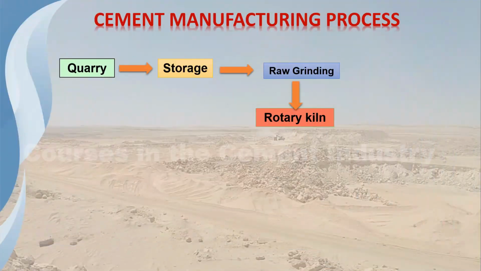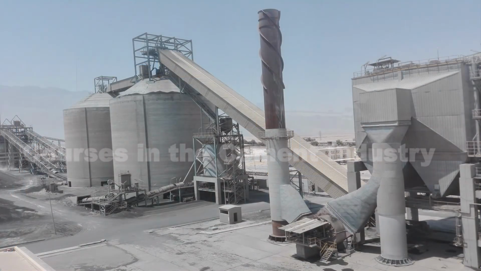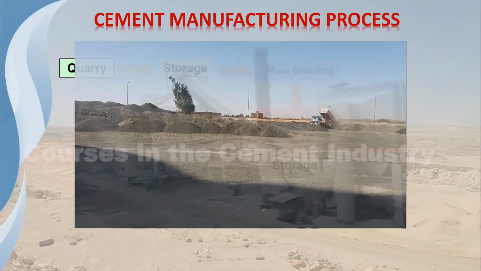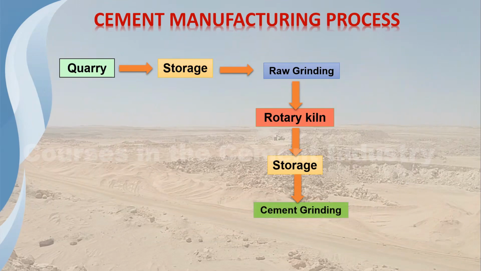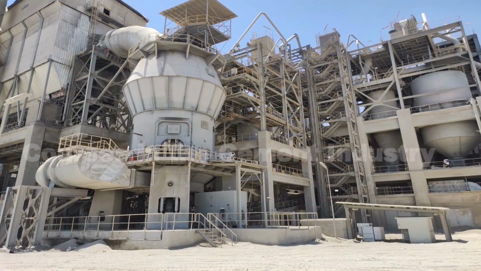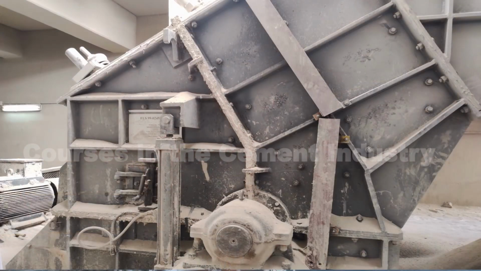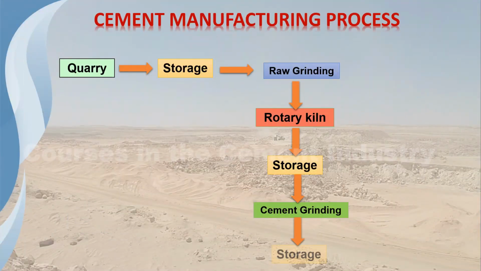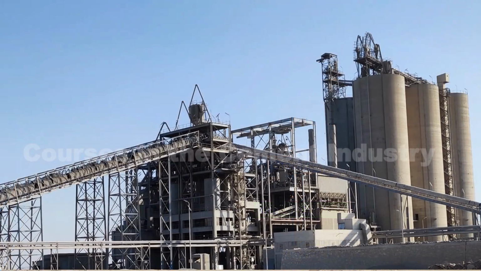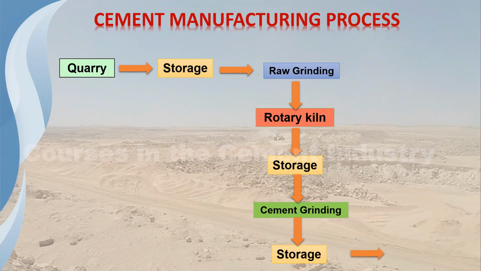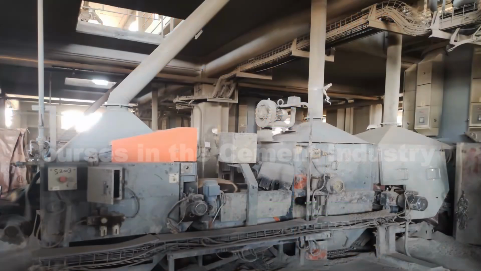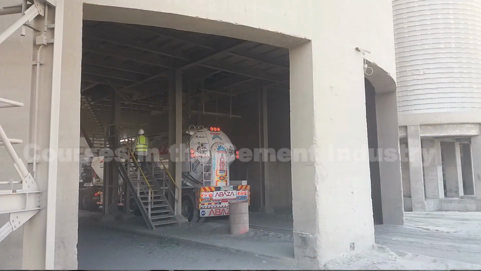5. Storage. It includes clinker silos and open yard. 6. Cement grinding. It includes cement mill, vertical or ball, and gypsum crusher. 7. Storage. It includes cement storage silos. 8. Packing. It includes packing machines, packing in bulk, and in sacks or bags.